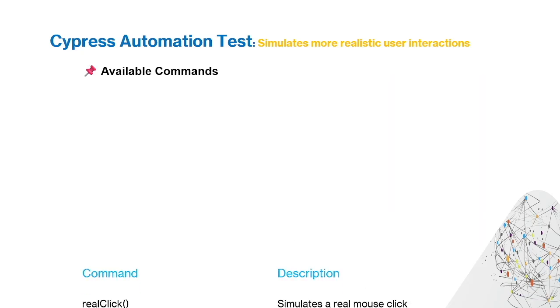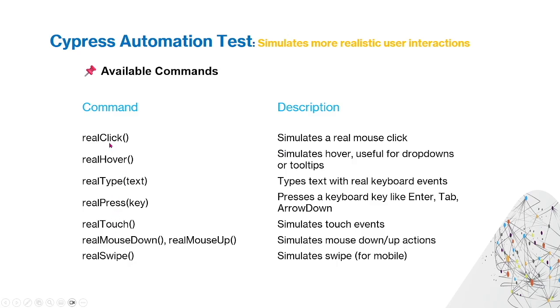Available commands: realClick simulates a real mouse click. realHover simulates hover, useful for drop-downs or tooltips. realType types text with real keyboard events. realPress presses a keyboard key like Enter, Tab, arrow down. realTouch simulates touch events. realMouseDown, realMouseUp simulate mouse down and up actions. realSwipe simulates swipe for mobile.